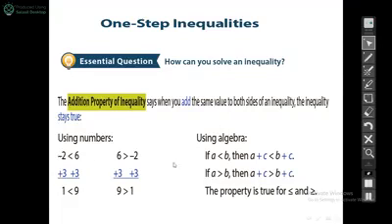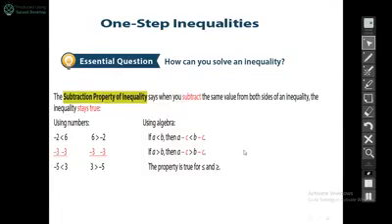So the inequality stays true. And we can also use algebra by using letters. So if A is less than B, we can add C to both sides of the inequality and the inequality stays true. There is another property called the subtraction property of inequality. It says when you subtract the same value from both sides of an inequality, the inequality stays true.